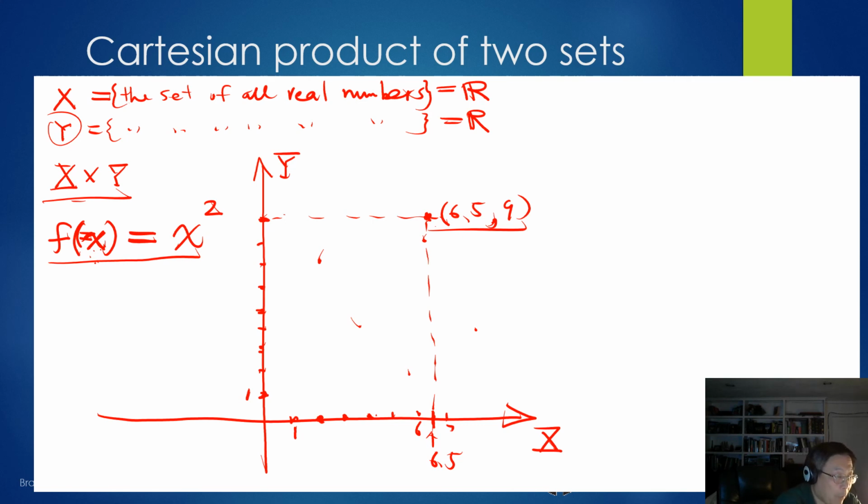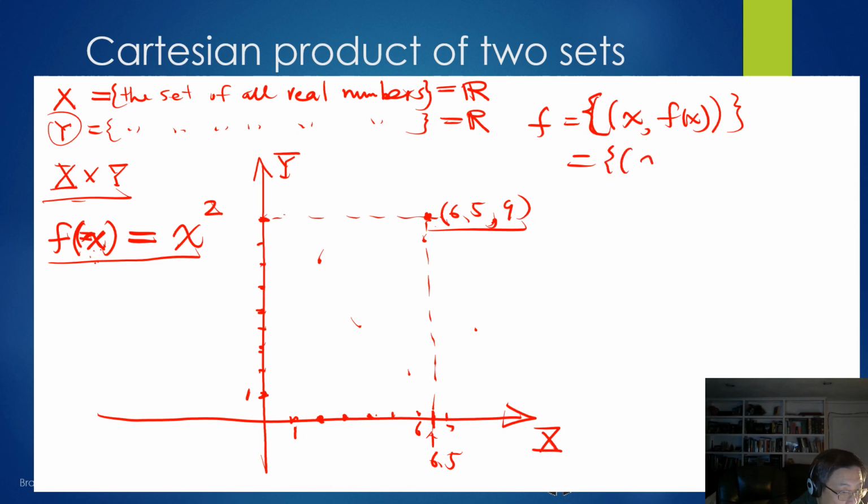So this is an ordered pair. The function can be defined as an ordered pair, x and f of x. Or you can define the function as x and x squared, because f of x is x squared, right? So for each value of x in X, there's a corresponding value x squared in Y. That defines a function.